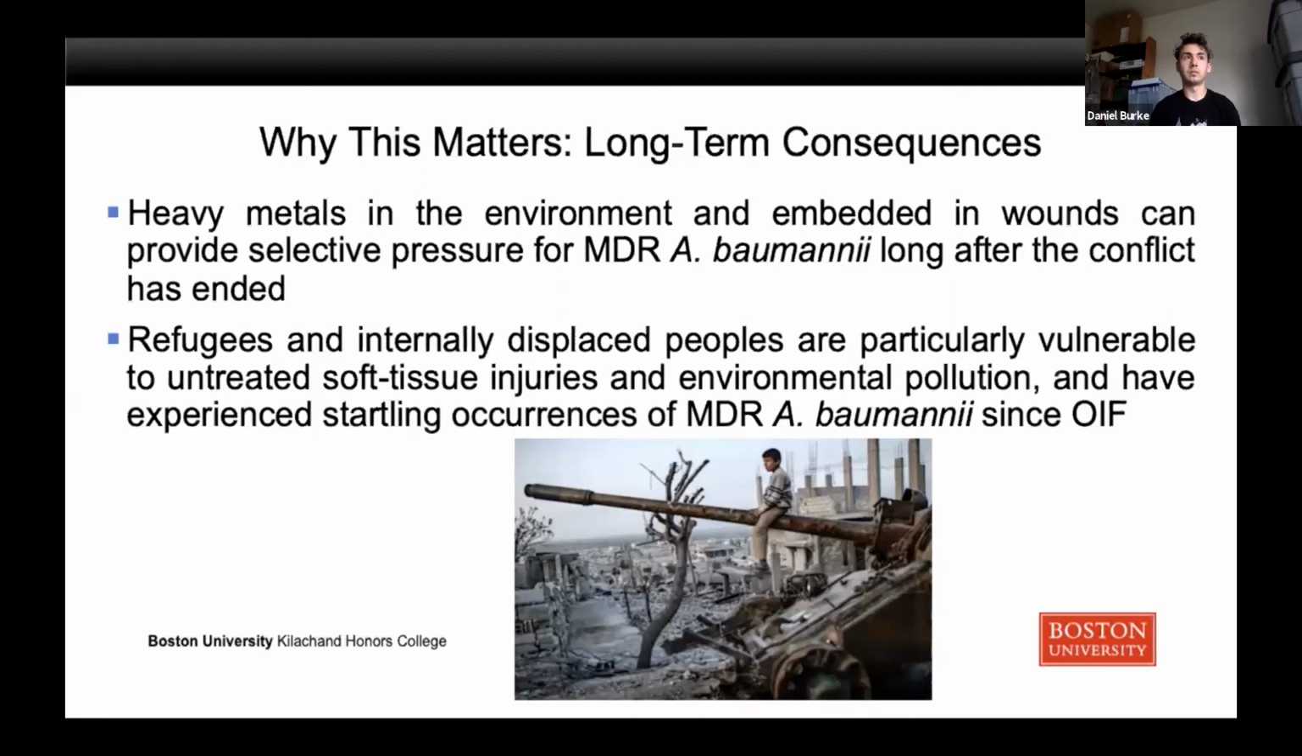And much more concerning is that refugees and internally displaced peoples are particularly vulnerable to both untreated soft tissue injuries and environmental pollution, which both can contribute to the rapid expansion of multi-drug resistant baumannii. And this is evidenced by the fact that these two demographics have experienced startling occurrences of multi-drug resistant baumannii since OIF. And so this is an element of the refugee crisis in Iraq that needs to be addressed.